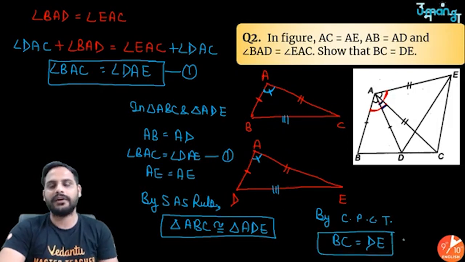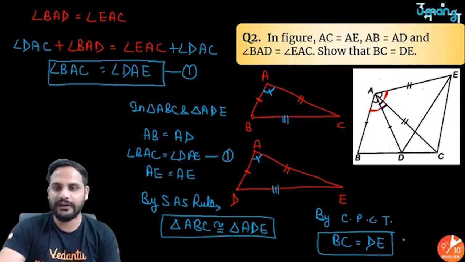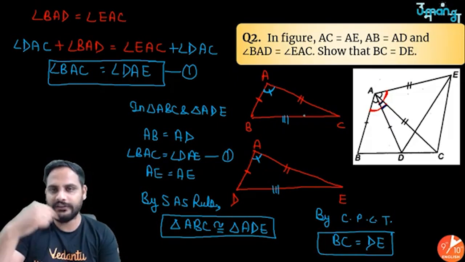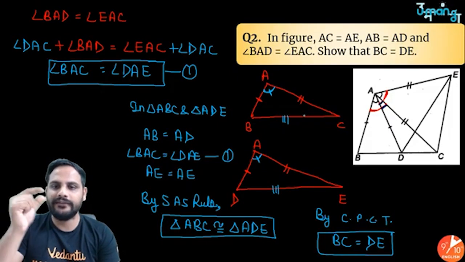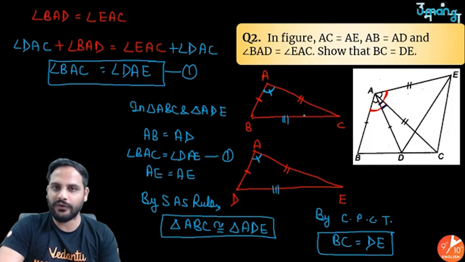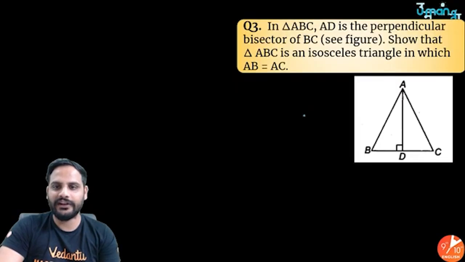Got it? This is how you will solve this question. Okay beta, let's go for the next question. So it is a very easy part. The only thing is you need to observe which two triangles you need to prove congruent and what can be done to prove those two triangles congruent. Right? Let's go for the next question.